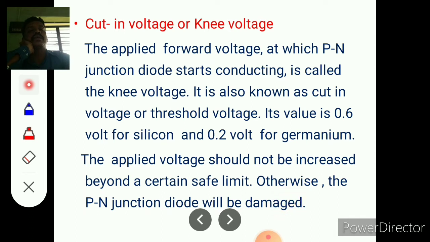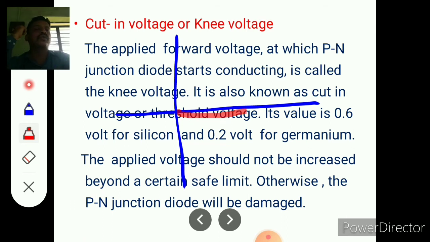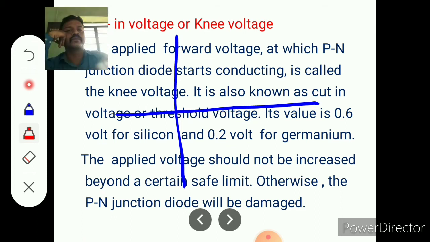So initially, if we consider the forward characteristics like this, up to 0.2 or 0.3 volt the current is 0, and like this the current is 0 and finally it will increase. So this is known as knee voltage, or it is just like the knee of our leg.